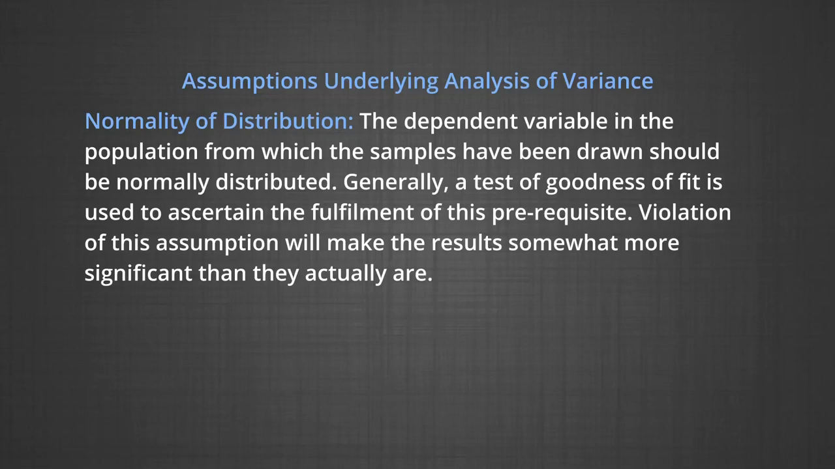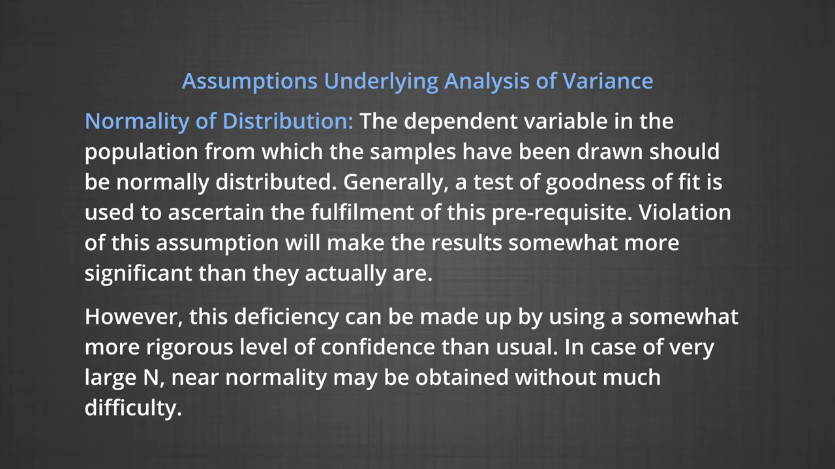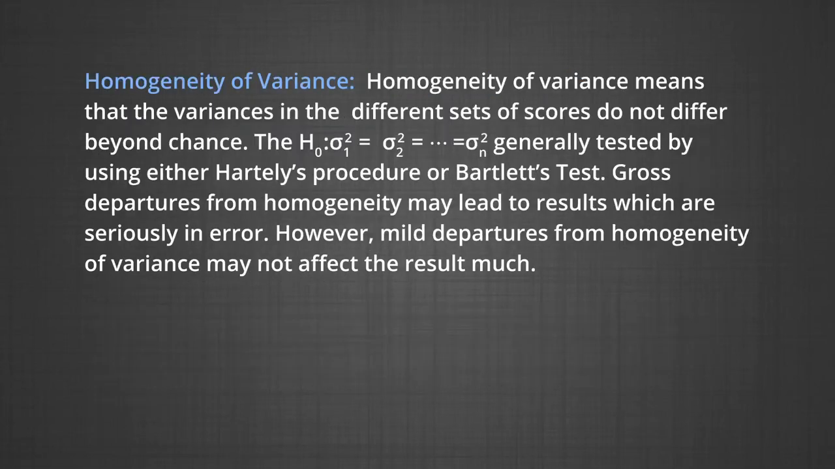Number one, normality of distribution. The dependent variable in the population from which the samples have been drawn should be normally distributed. Generally, a test of goodness of fit is used to ascertain the fulfillment of this prerequisite. Violation of this assumption will make the results somewhat more significant than they actually are. However, this deficiency can be made up by using a somewhat more rigorous level of confidence than usual. In case of very large n, near normality may be obtained without much difficulty.